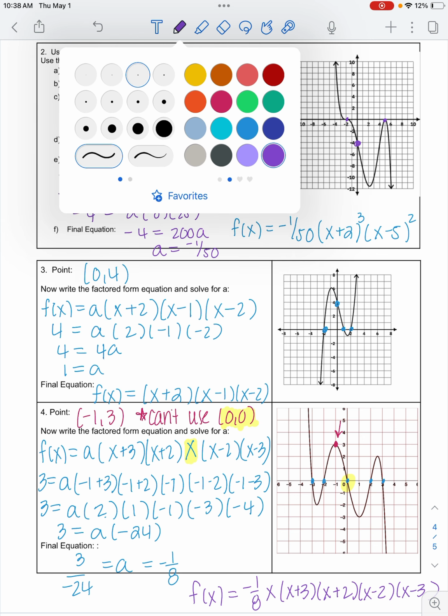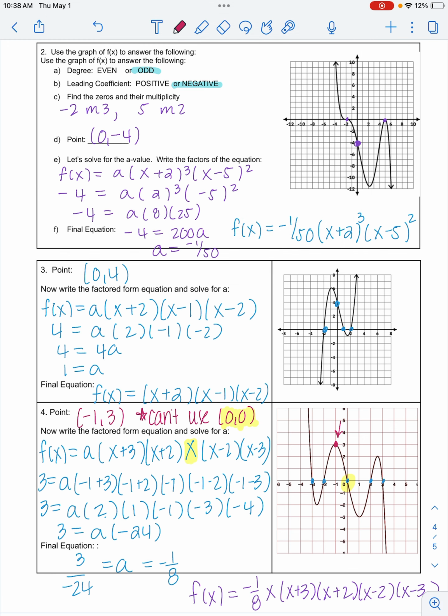So I did choose the point (-1, 3), but there were other points on this graph you could have used too. (1, -3) would have been a good point to use. That kind of looks like the only other good point, but either point would have given you the same answer of a = -1/8. But always double check that your degree matches.